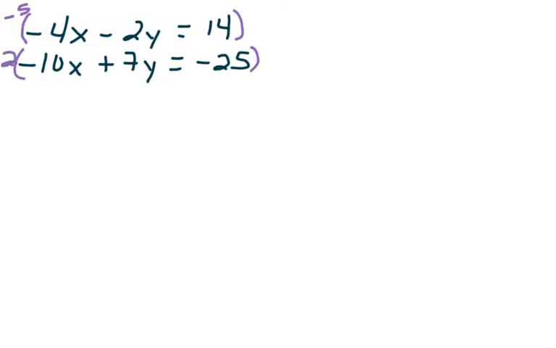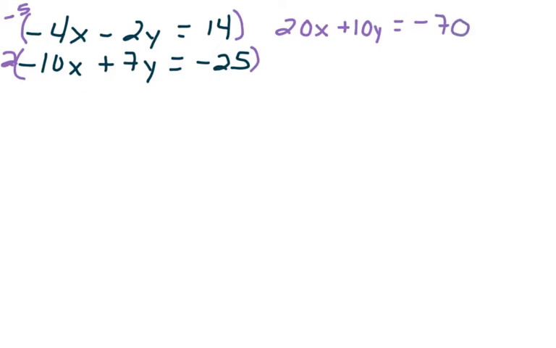Now, every term in that first equation is multiplied by a -5, and every term in the second equation is being multiplied by 2. That is key. You can't just pick and choose what you multiply. It's all or none. So -5 times -4x is going to give me a +20x. -5 times a -2y is a +10y. And then -5 times 14 is a -70.